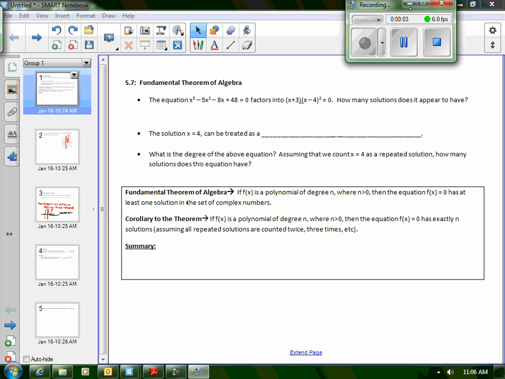Alright, today we're going to continue our discussion of how we're going to apply synthetic division, and the next step is diving into the fundamental theorem of algebra. We'll start you with an equation like this. It's a cubic equation with four terms, and I factored it for you into x plus 3 times x minus 4 squared, and the question is, how many solutions does it appear to have?